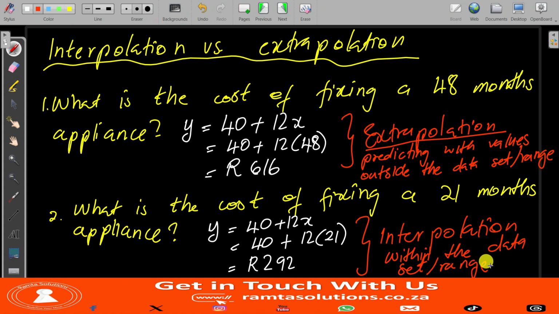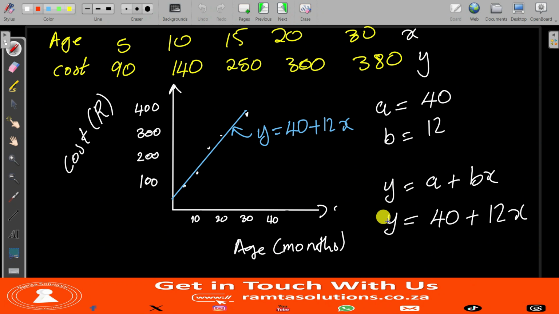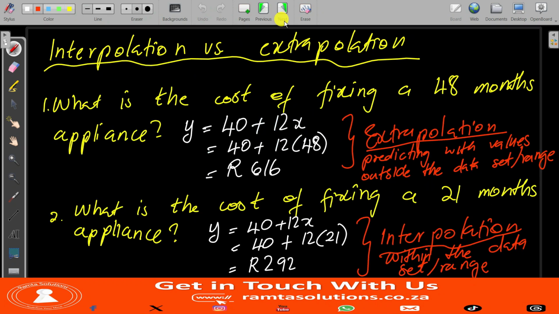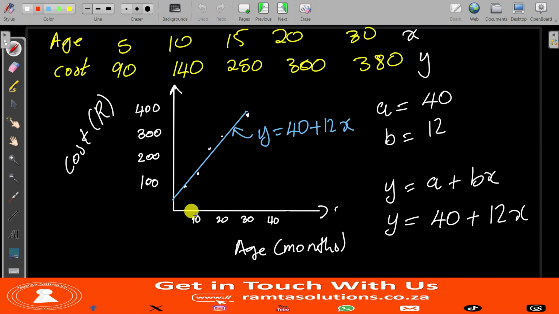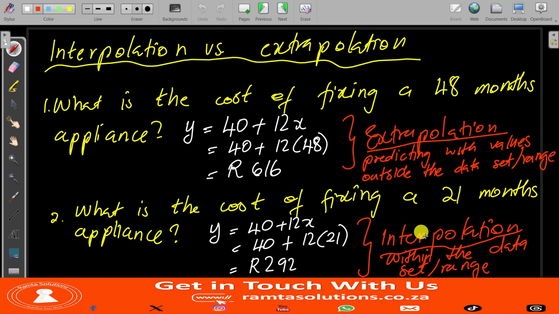So when you're using values that are within the data range or the data set, you are interpolating. When you predict with values that are outside the data set or the data range, you are extrapolating. For example, we do not have 48 months in our data set, so that is extrapolation. With interpolation, we can have 21 months. It is within our data set, therefore it is interpolation.